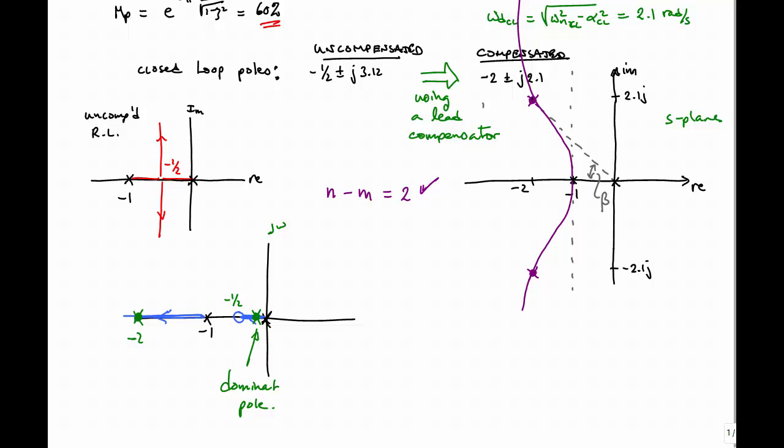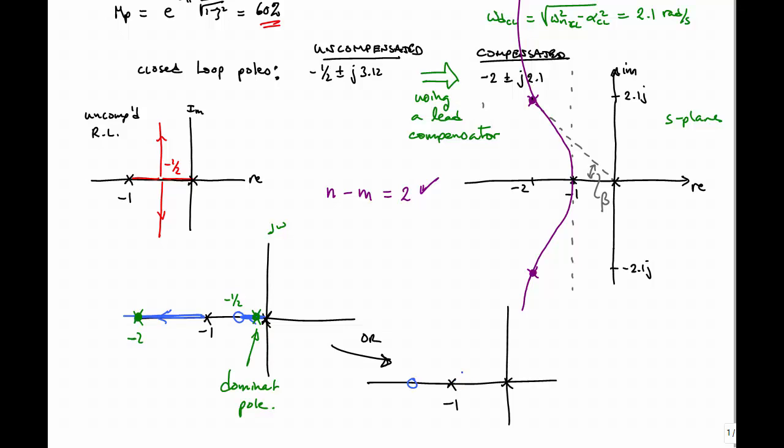Now, to be fair, we don't have to place the 0 in between the two poles. We could place our compensating 0 to the left of -1. So let's take a look at that briefly. Okay, so let's put the 0 to the left here.